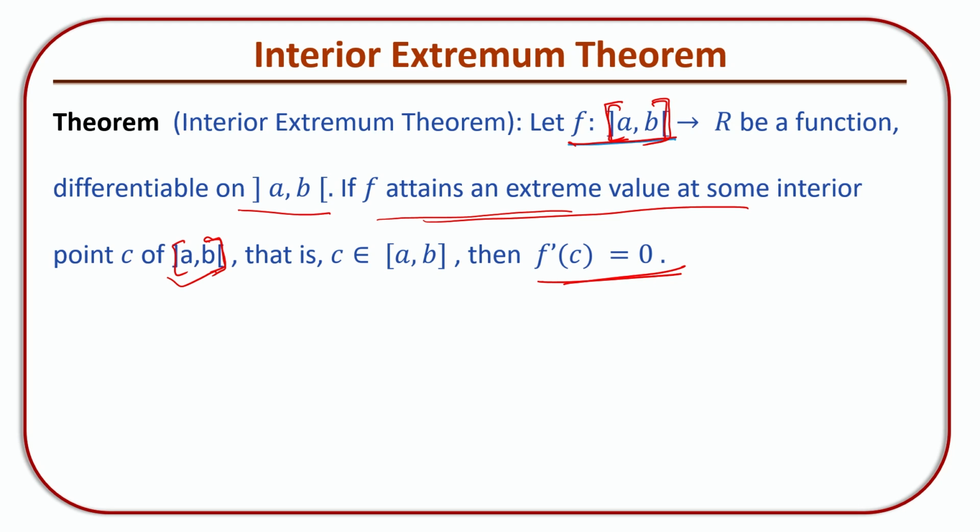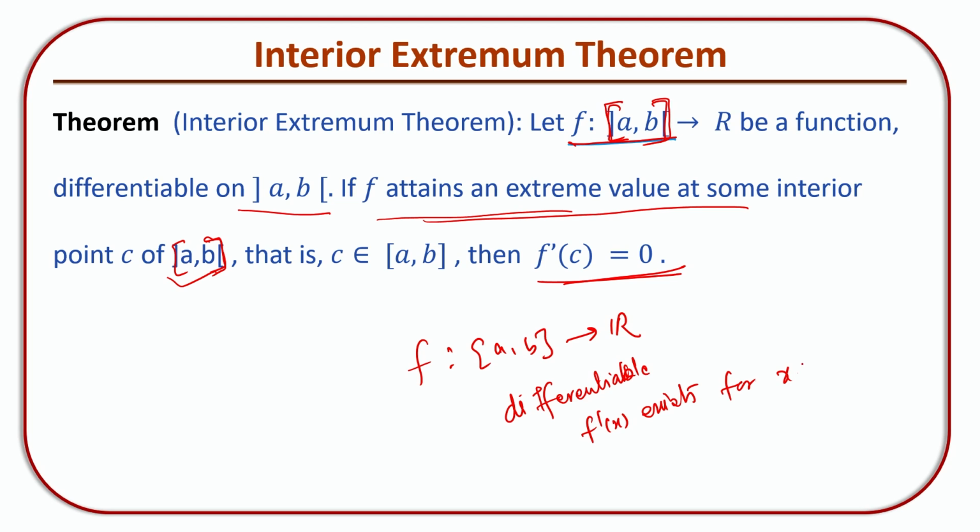So let me do this. f is a function from a closed interval [a, b] to R, which is real valued, and differentiable. That means at every point f dash exists, for each point x belonging to the closed interval [a, b]. If f attains an extreme value at some interior point c of [a, b], then f dash of c is going to be 0.